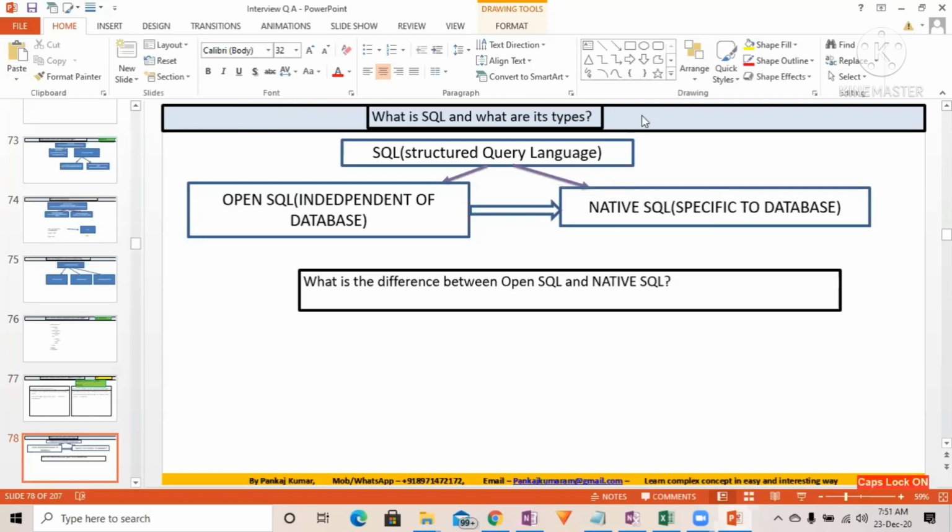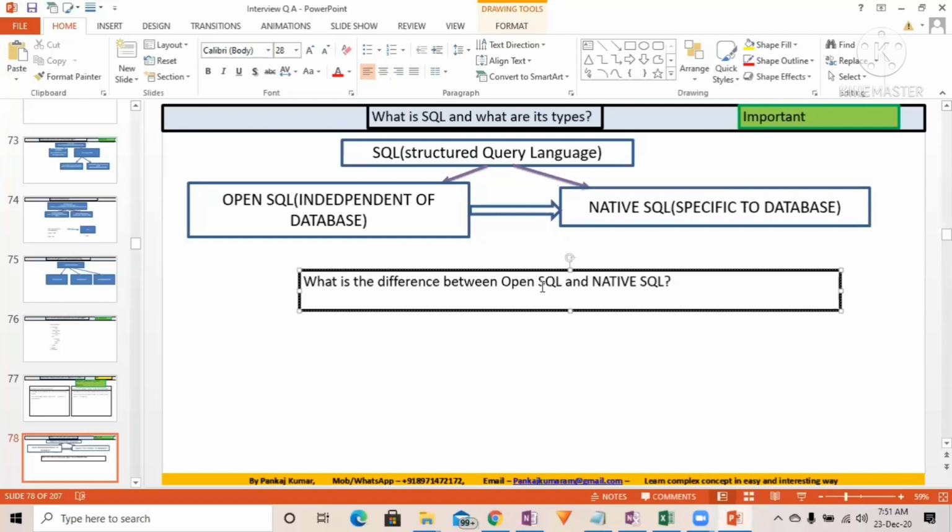Not a frequently asked question, but this knowledge you should have. This can be one important question. So let me mark it as an important question. OpenSQL is going to be independent of database, and native SQL is going to be specific to the database.